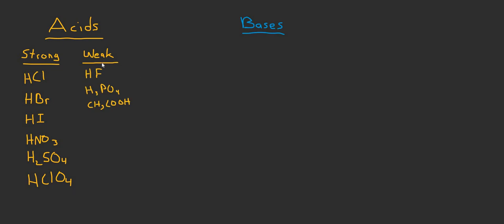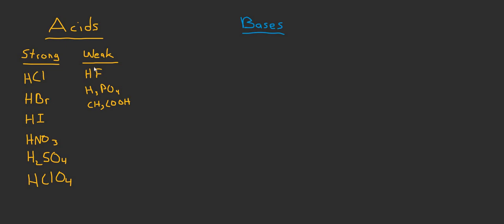So here's just a few examples of weak acids. There are way more than these 3, but these 3 are just some examples of weak acids. So hydrofluoric acid, HF, is a weak acid. Take note of this because I've seen students get confused, thinking that because HF looks like these 3 strong acids here, that it's also a strong acid when it's not. HF is in fact a weak acid.